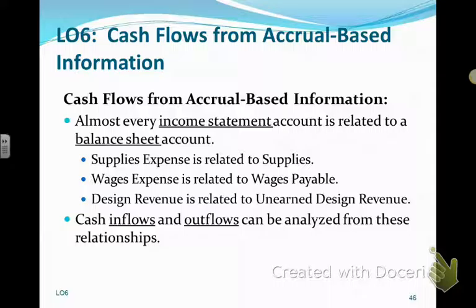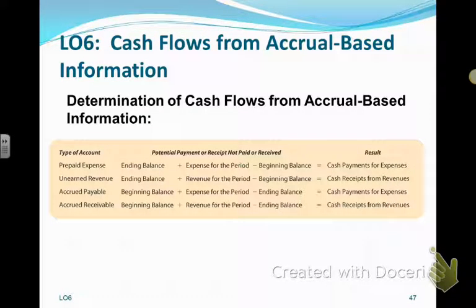So when we look at cash flow, we're really looking for how the cash comes into and goes out of a business. Almost every income statement account can be paired with a balance sheet account. For instance, our supplies expense account is related to supplies. Our wages expense is related to wages payable. Revenue to unearned revenue. So we're looking at the cash inflows and outflows for a business to understand how the business is maintaining its liquidity goal. That's the purpose there. Cash flows help to look at that liquidity goal.